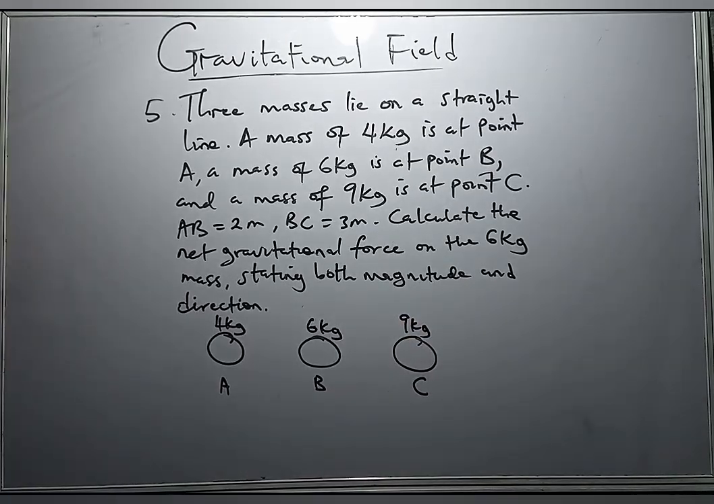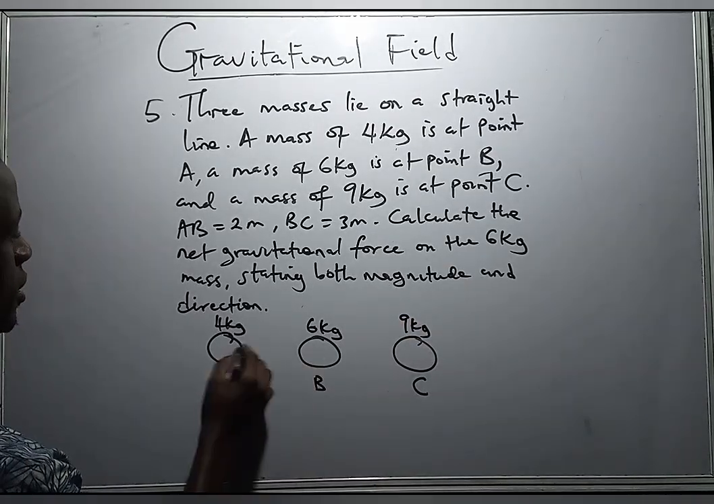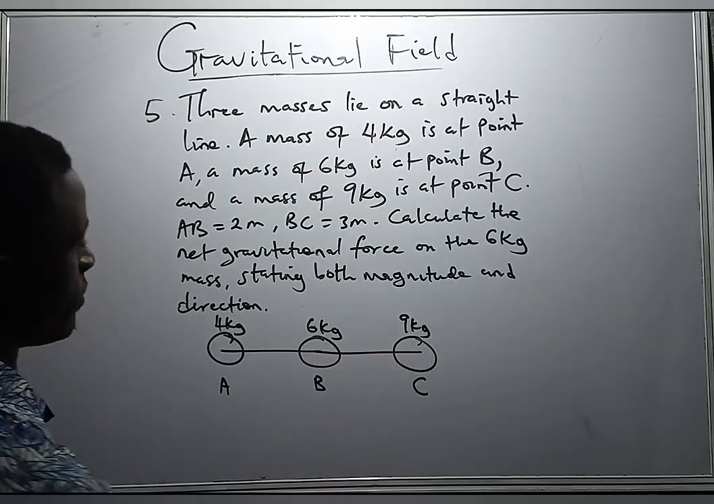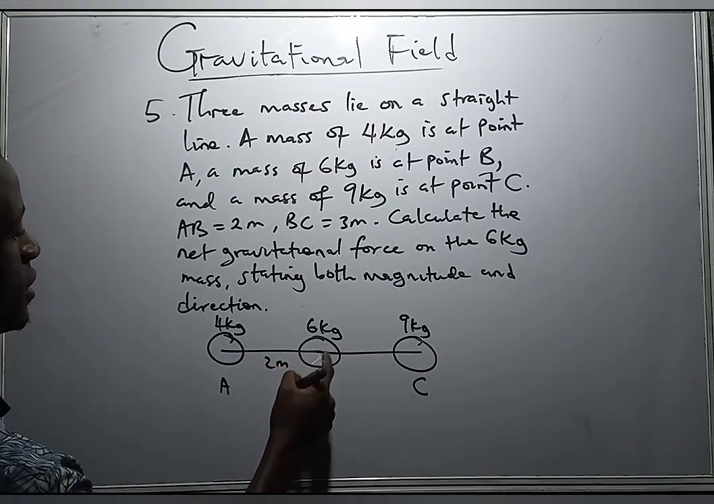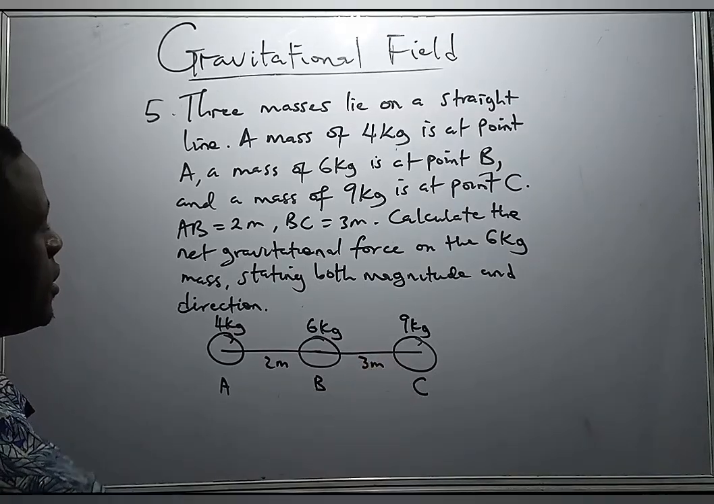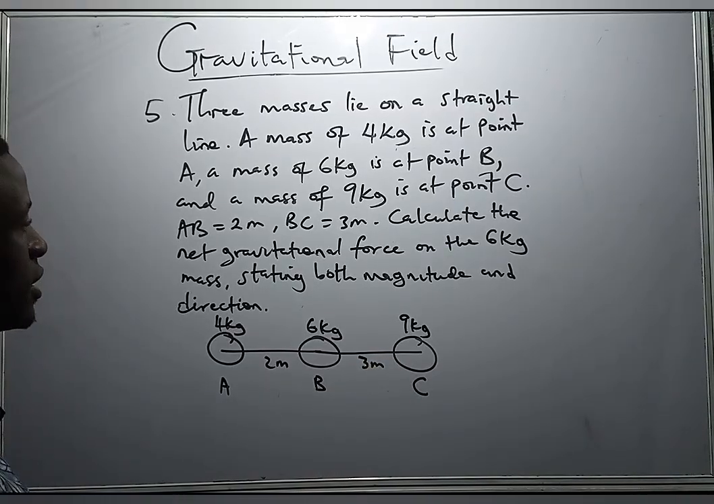Now, the distance between A, so they have a particular distance from each other. Distance between A and B is 2 meters. Distance between B and C is 3 meters. It says calculate the net gravitational force on the 6 kg mass.